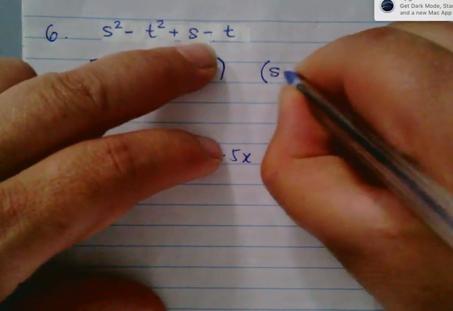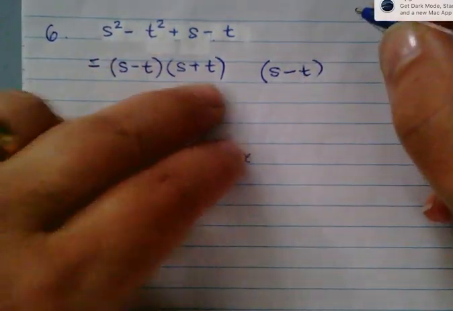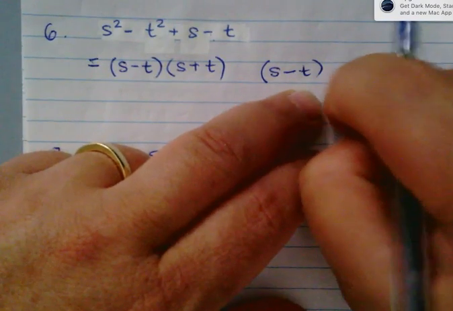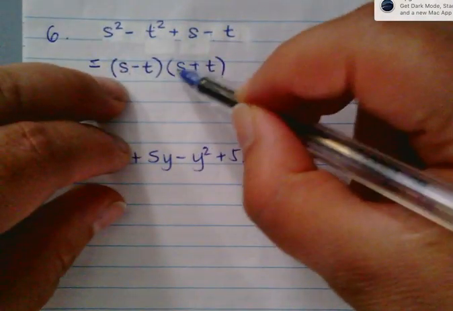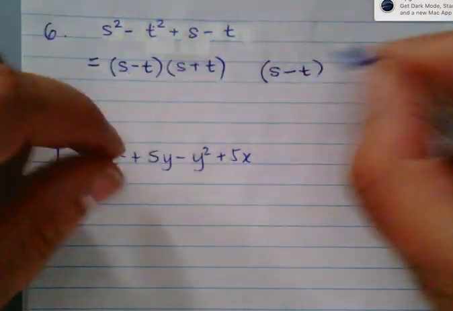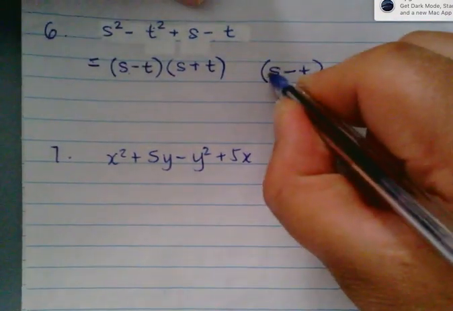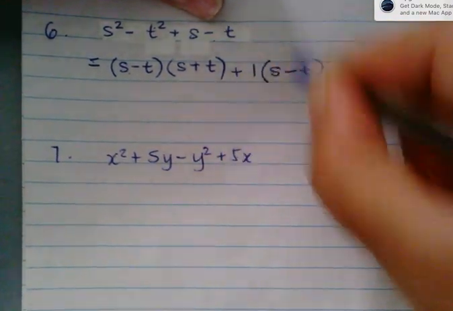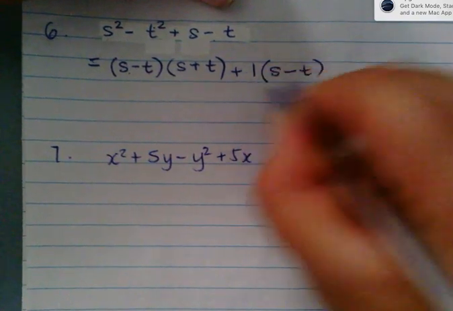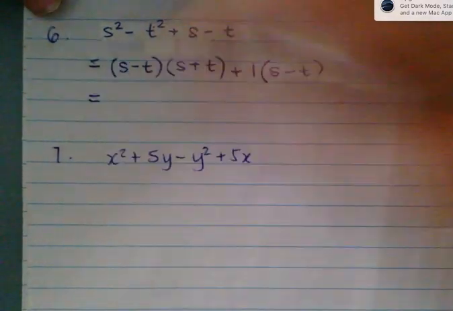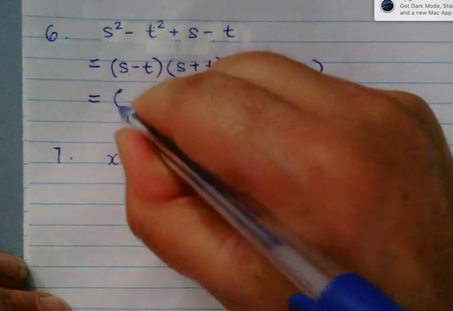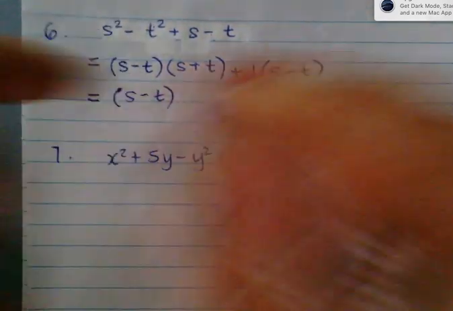I've got to choose either s minus t or s plus t for this second bracket. So I factorised these first 2 terms. I need to factorise the second 2 terms. Really, the best way to do that is to write s minus t as a factor and plus 1 in front of it. So we've got plus s minus t. So the common factor between the 2 terms is s minus t, so that's been pulled out.